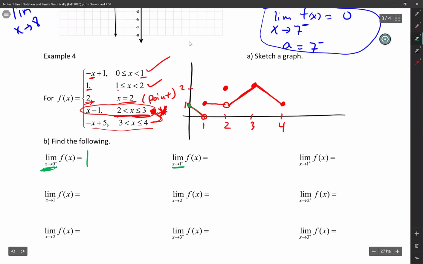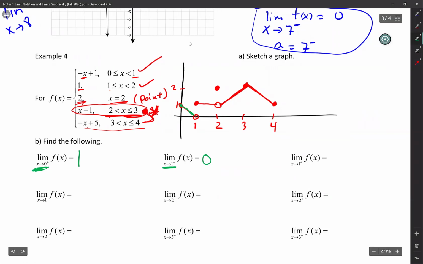All right, let's go to the next one. As I'm going left to right, as x approaches 1 from the left-hand side, the y value is approaching 0. You don't care that there's a hole. You just care of where you're going. All right, next one. X approaches 1 from the right. Well, here it is. Here's my function. If I approach 1 from the right, the y value is 1.